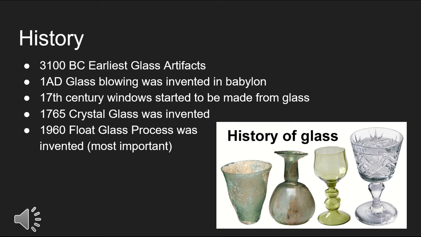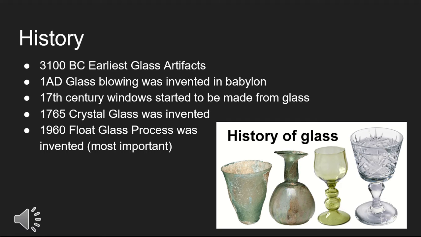I would like to start off with history. In 3100 BC, the earliest glass artifacts were found in Egypt. No one actually knows who discovered the process of making glass, but the artifacts were found in Egypt. In 1 AD, glass blowing was invented in Babylon. In the 17th century, windows started to be made from glass.